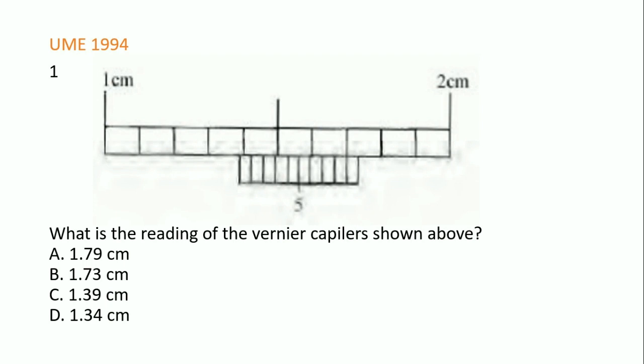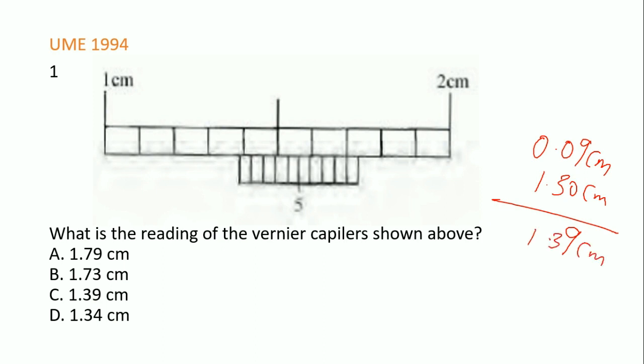UTME 1994, question number 1. Now this is also a linear caliper, and we've got the main reading and the vernier reading. So let's check where they coincide for the vernier reading. So we have 5, 6, 7, 8, 9. So that's going to be 0.09 centimeters. Now for the main one, this is going to be 1.4, this is going to be 1.3. 1.3 before this one comes in, so we'll have 1.30 centimeters. If we add this up, we have 1.39 centimeters, which is option C.